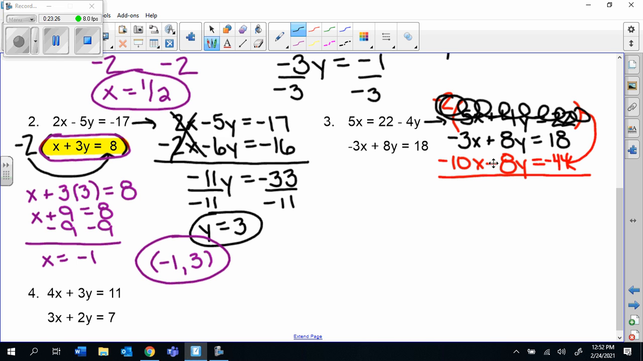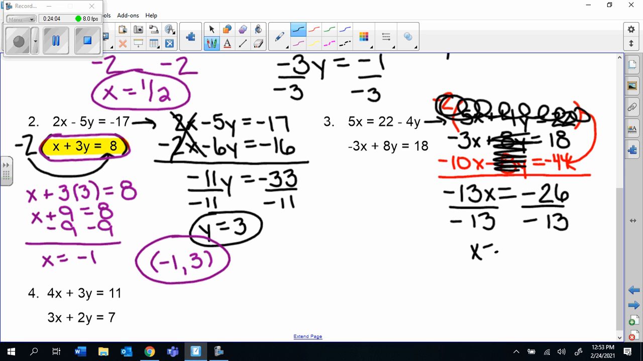I have a +8y and a -8y. Add my columns. -3 and -10 is -13x. Y's drop out, equals a +18 and a -44 is a... sorry, for some reason I'm blanking on that. I don't know why. 44 minus 18. I want to say 26, but I was losing my confidence there. Divide by -13. Divide by -13. X equals +2.